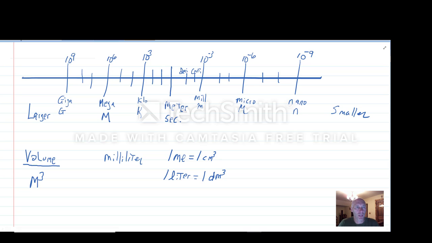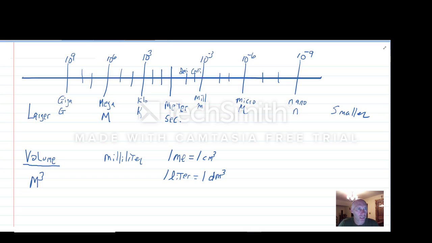Okay, so let's put this into action here. Let's try a few practice problems using the loop chart. Okay, so let's start off. Let's say I have 558 kilometers, and I need to convert that to meters.